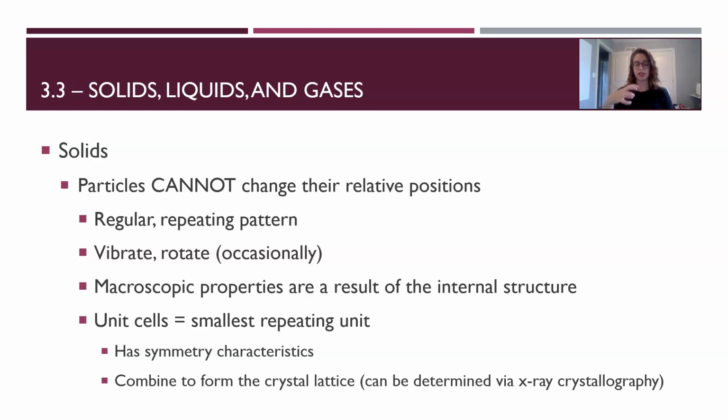The smallest repeating unit in a solid is called a unit cell. They are symmetrical. So when we look at the smallest unit, it's going to be symmetrical, and it's going to combine to form what's called a crystal lattice. And the crystal lattice structure can be determined experimentally via something called X-ray crystallography. So we can actually mathematically and experimentally determine the crystal structure of a solid.